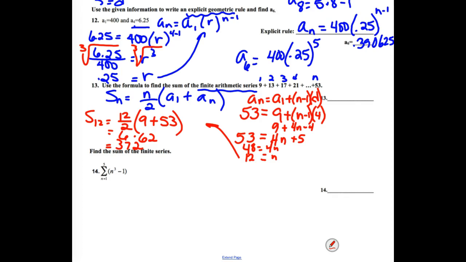So keep in mind that when they ask you to do a summation, you may have to go back and use one of your nth term rules, your a sub n rules, to find any missing numbers that you need for your summation formula.